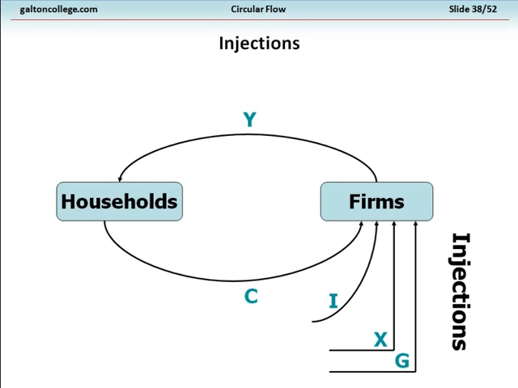Now, the value of the level of income, well, just looking at our diagram here. Here's Y. Well, that's equal to C, consumption expenditure, plus I, investment expenditure, plus G, government expenditure, plus X, export earnings. So Y is equal to C plus I plus G plus X.